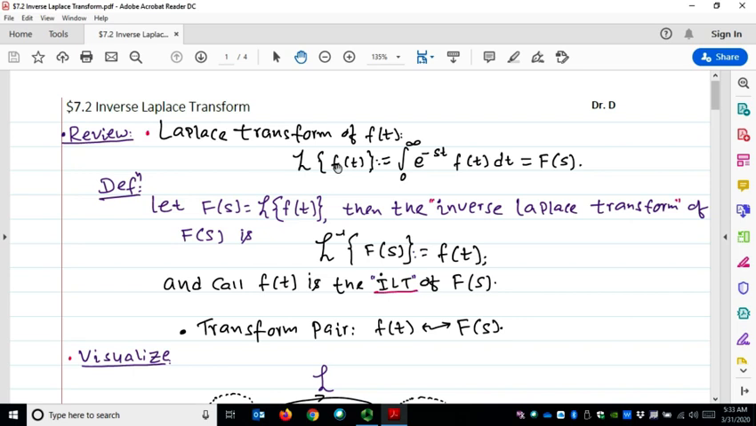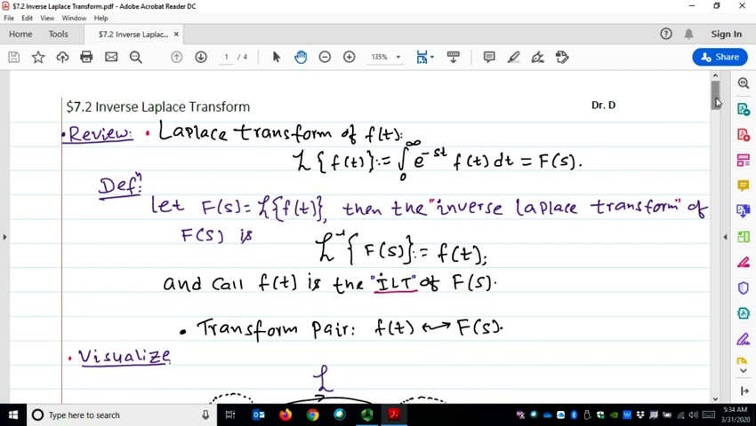Great. Now let me define the inverse Laplace transform. Let capital F of s be the Laplace transform of little f of t. Then the inverse Laplace transform of capital F of s is denoted and defined by L inverse. So the inverse Laplace transform of capital F of s equals little f of t, and we call little f of t the inverse Laplace transform of capital F of s. And we denote the corresponding pair, little f of t and capital F of s, as a transform pair. So in here, little f of t is the inverse Laplace transform of capital F of s, and capital F of s is the Laplace transform of little f of t.